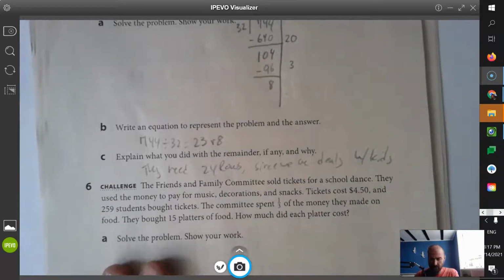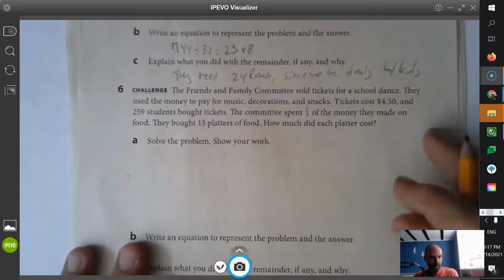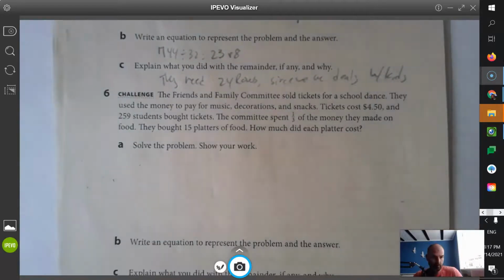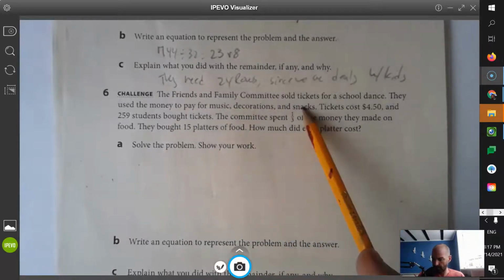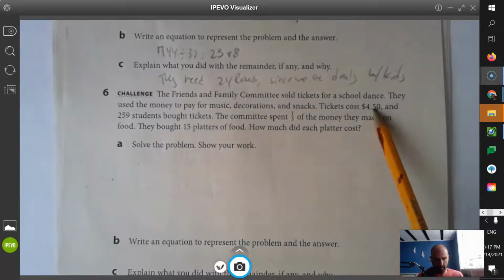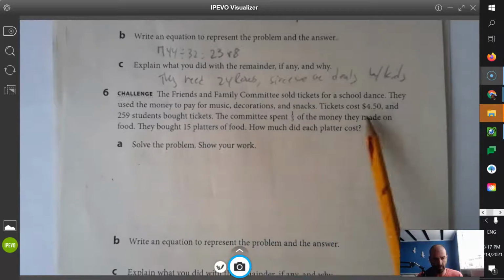All right, challenge. The Friends and Family Committee sold tickets for a school dance. They used the money to pay for music, decorations, and snacks. Tickets cost $4.50, and 259 students bought tickets. The committee spent 1/3 of the money they made on food. They bought 15 platters.